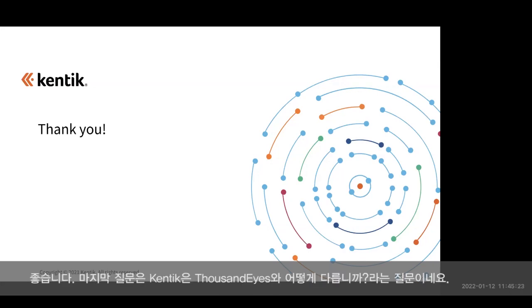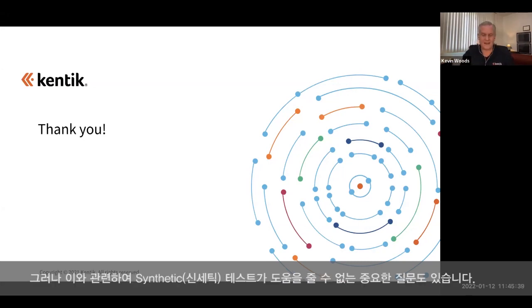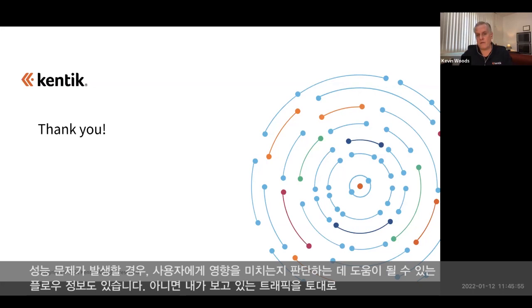Great. And the last question is, how are you different from ThousandEyes? Yeah, so remember we were asking questions about synthetic testing. So there's a set of questions that synthetic testing helps you answer, but there's also important questions related to that synthetic testing doesn't help you answer. So with a system like Kentik, we have a synthetic solution that can give you really good answers for questions about network performance. But we also have the flow information that can answer questions like, if I see a performance problem, is it affecting my users?